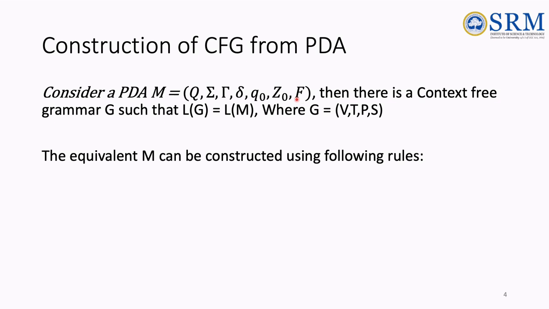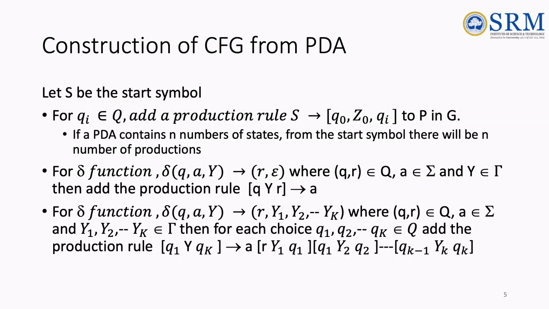So we are going to mathematically convert these PDA tuples into a tuple of V, T, P, S. What is VTPS? That's a grammar's tuple: V for the set of variables, T for the set of terminals, P for the set of productions, and S is your start symbol. So we are going to convert the PDA into the grammar. So what is the equivalent to it? Let's see the construction.